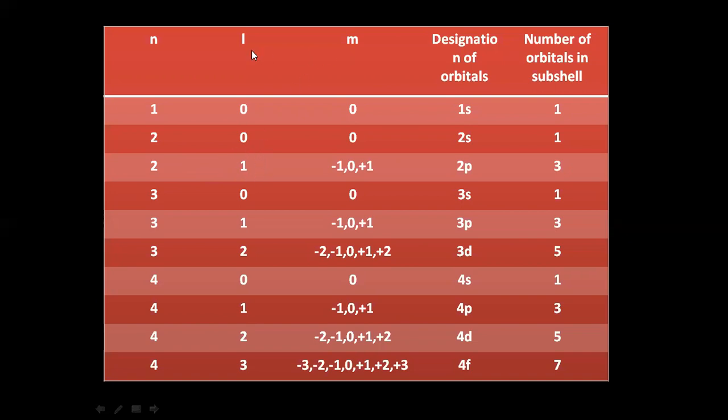For any value of L, M ranges from minus L to plus L. So what is the value of L? 1. So it will be minus 1 to plus 1. So minus 1, 0, plus 1. So how many orbitals are there? See, there are 3 values. That's what I have told you. The value of M gives you the orientation of the subshell, which basically means the number of orbitals. So how many values are there? 3. So you will have 3 orbitals.